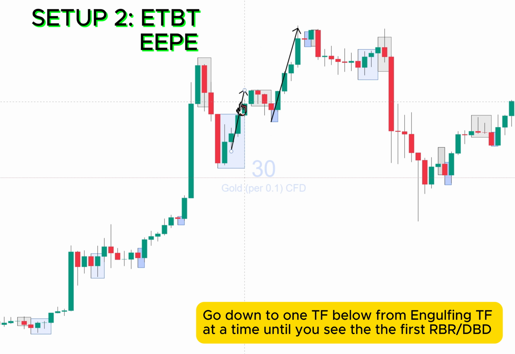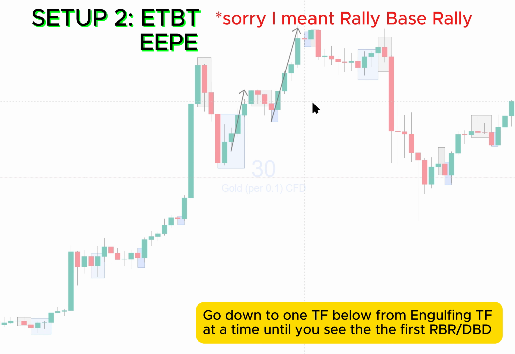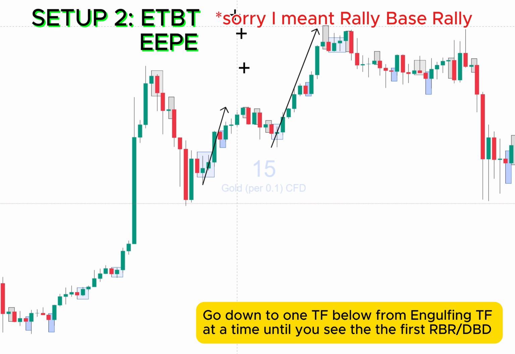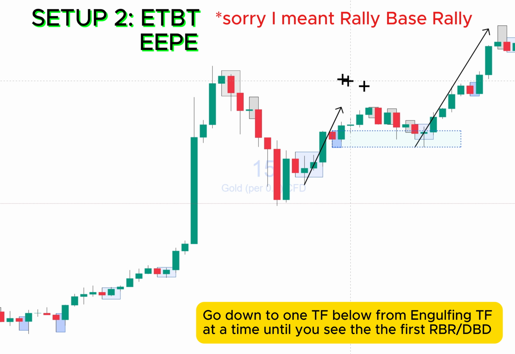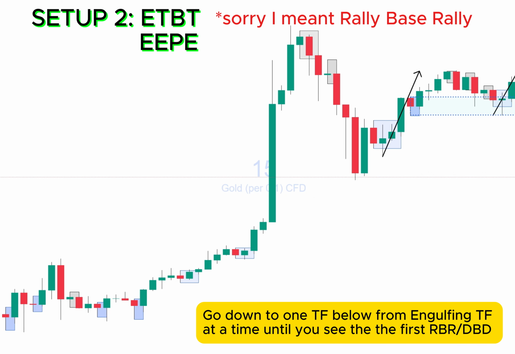Do we have drop base drop here? Nothing yet, because it is so close to 1H. M15, let's say. The very first time frame that shows our drop base drop, that's fine for us. Now, this is it. Before this movement happened, we didn't see this one. We couldn't see it here.